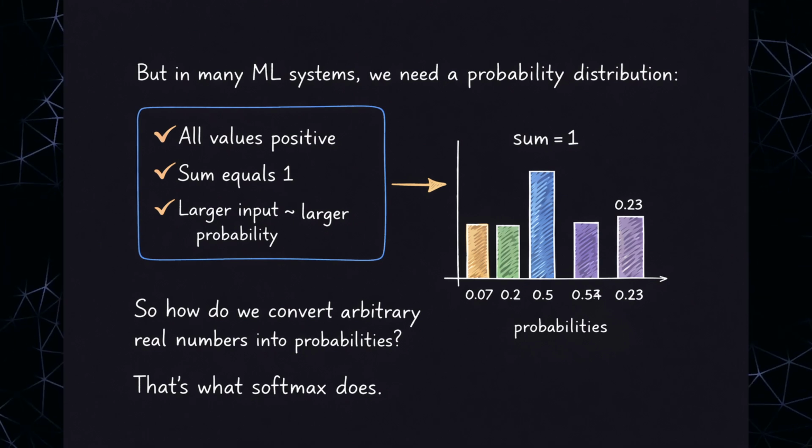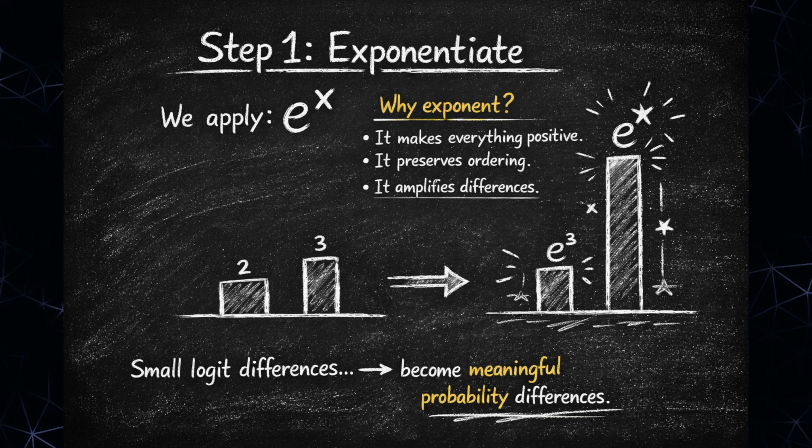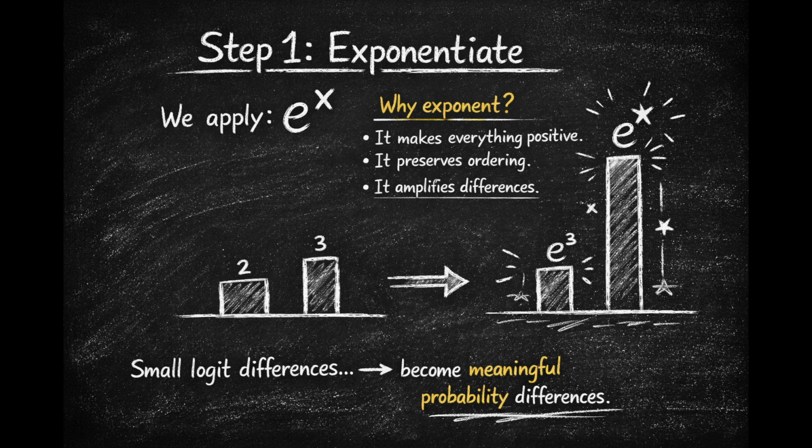That's what softmax does. Softmax has two steps. First step is to exponentiate. We apply this exponentiation. Why exponent? It makes everything positive. It preserves the ordering. It amplifies the difference. If one value is slightly larger, exponentiation will make it noticeably larger. This is important in attention and routing. Small logit differences become meaningful probability differences.